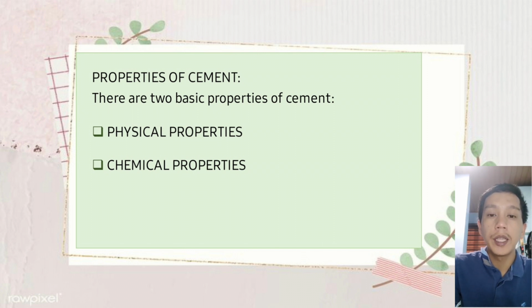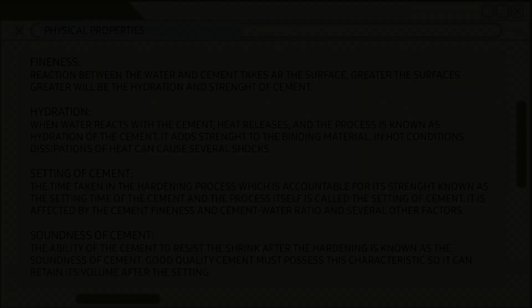I'm here to discuss the properties of cement. So there are two basic properties of cement. The first one is physical properties and the second one is chemical properties. Now chemical properties is just the ingredients that are used to make the cement. So there's nothing more to discuss in chemical properties because chemical properties was discussed by my other group member. Now let's proceed to physical properties.